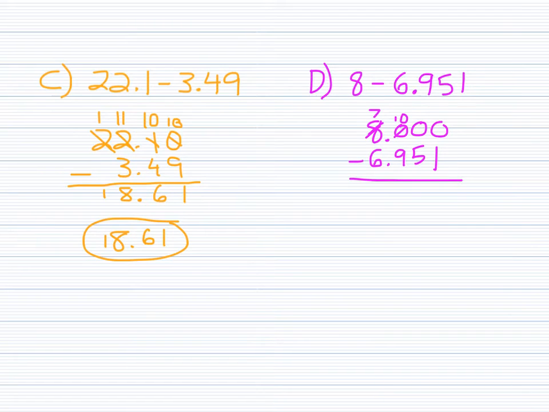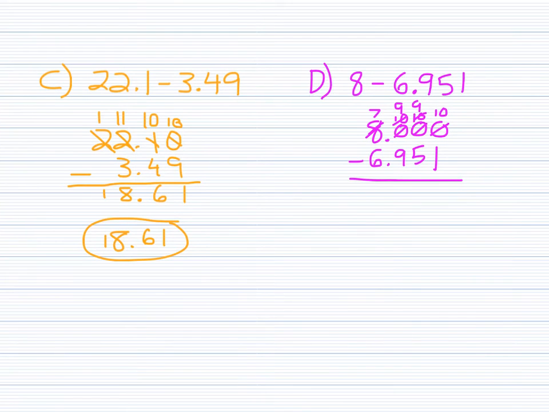And now I can borrow from that 10, right? That's going to become a 9. And now this 0 is going to become a 10. And now I can borrow from that. So that 10 becomes 9. And this 0 becomes a 10. So see, I had to borrow from all of those numbers just to get back to this first one.